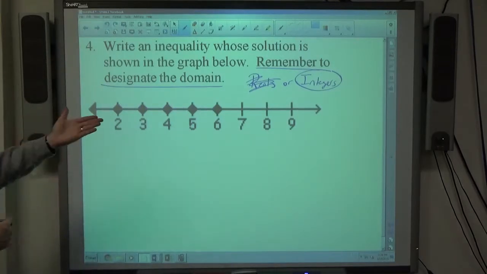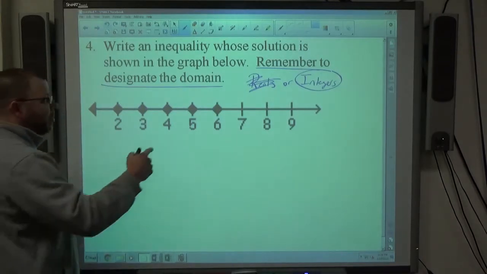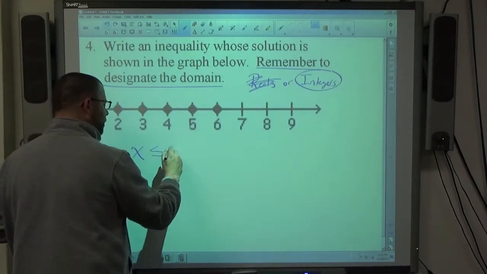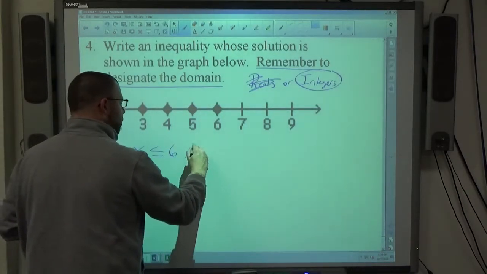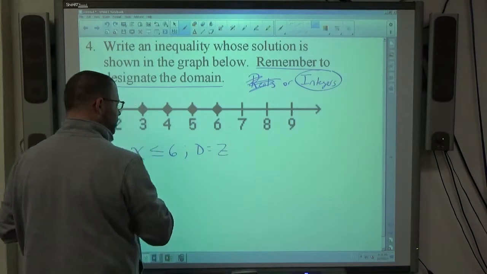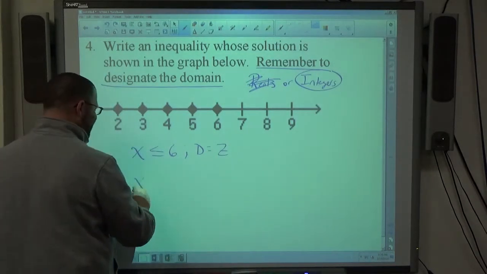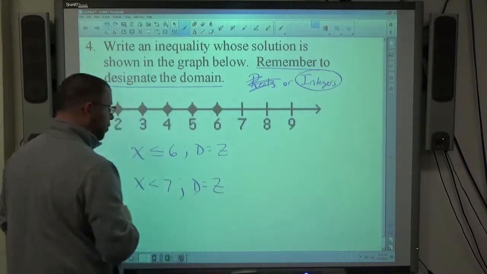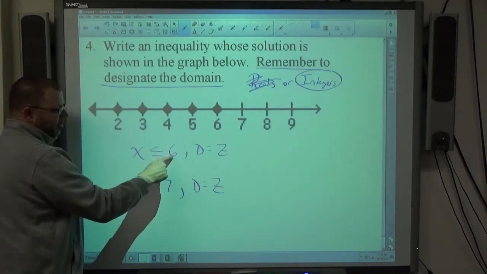As far as what we're graphing here, I'm starting at 6 and getting smaller. So x is less than or equal to 6. Domain equals integers. I could have also gone x is less than 7. Domain equals integers. Either way I do it, this says to start at 6 and go less.